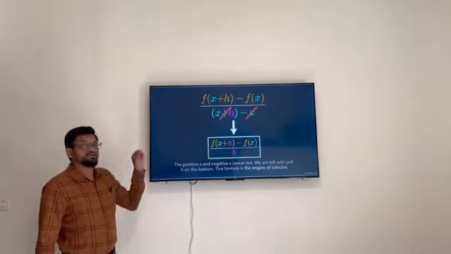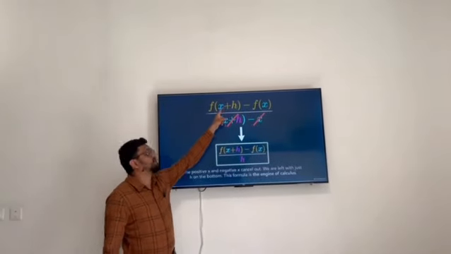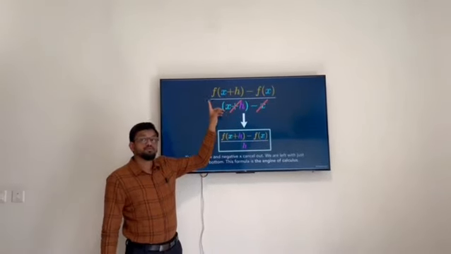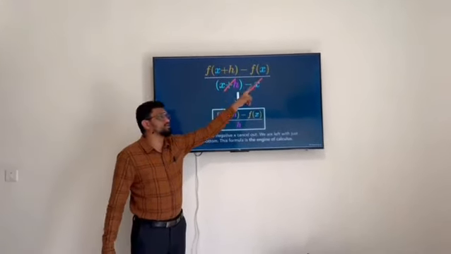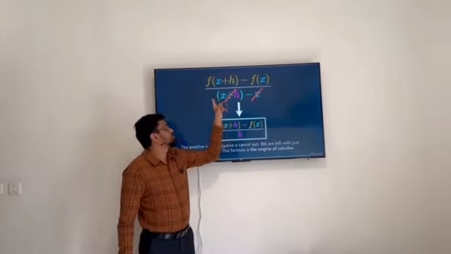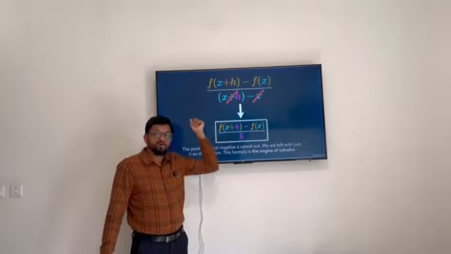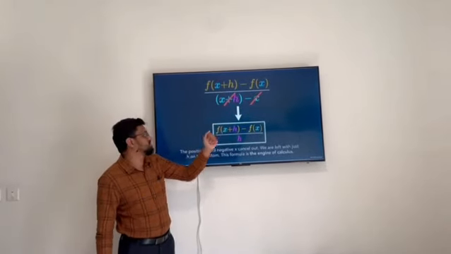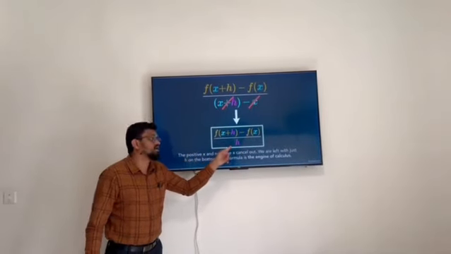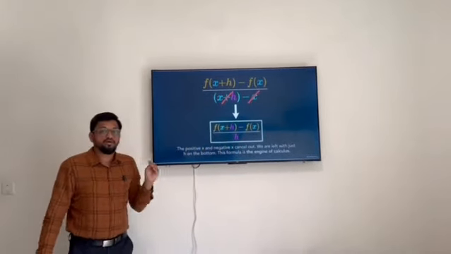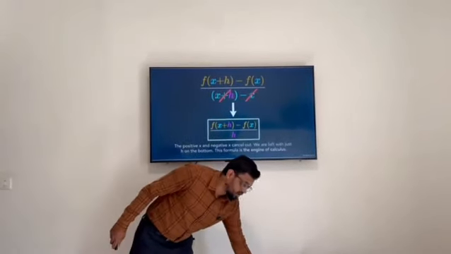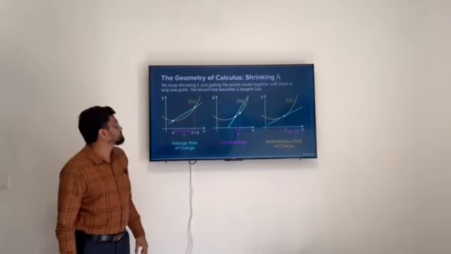Now, y2 will be f of x plus h, y1 will be f of x. x2 is x plus h and x1 is x. Now, f of x plus h minus f of x divided by x plus h minus x. The positive x and the negative x get cancelled and the expression comes out to be f of x plus h minus f of x upon h. This is a very basic fundamental principle of calculus. This can also be called the engine of calculus.